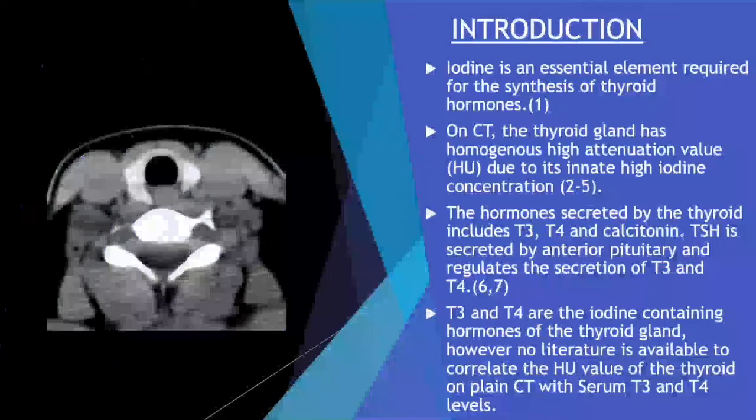Iodine is an essential element required for synthesis of thyroid hormones, and because of incorporation of iodine in the thyroid hormones, the thyroid gland has a high attenuation on a plain CT scan. The thyroid gland secretes T3, T4 and calcitonin, and the secretion of thyroid hormone is regulated by TSH, which is secreted by the anterior pituitary. There are no studies currently in the literature that correlate the HU of thyroid on a plain CT scan with T3 and T4 levels.